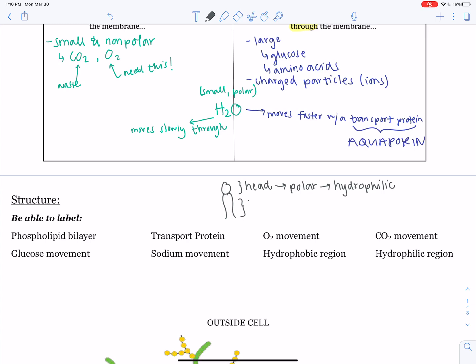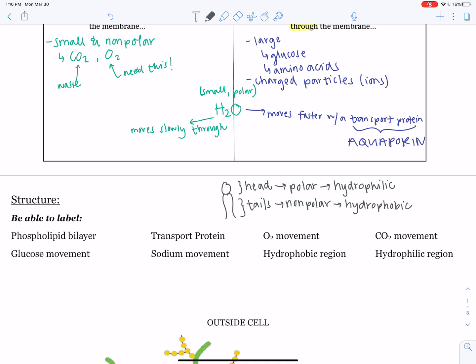The bottom part, the tails, which are made of the lipids, or like fats, are nonpolar. And we know that fats don't like to mix with water. And just like that, our lipid tails are hydrophobic, meaning they are water-fearing.